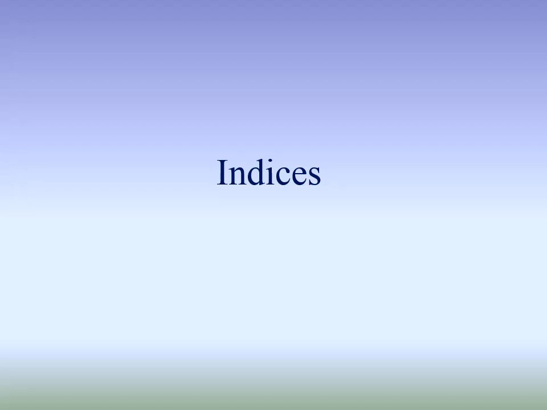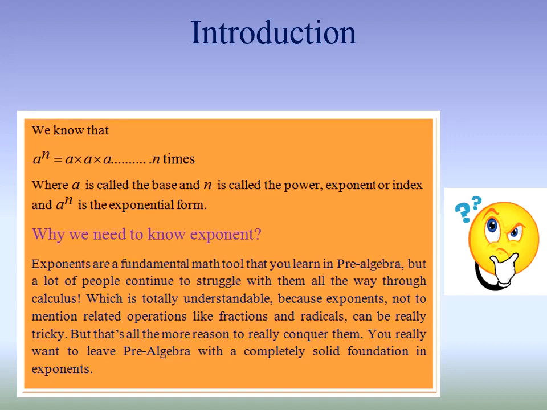Today we are going to learn indices. We know that a to the power n is equal to a into a, that is up to n times, where a is called the base and n is called the power, exponent or index, and a to the power n is the exponential form.